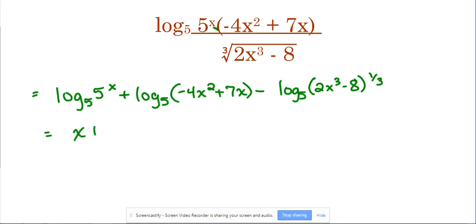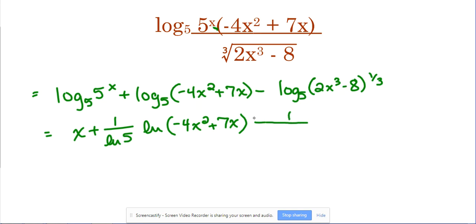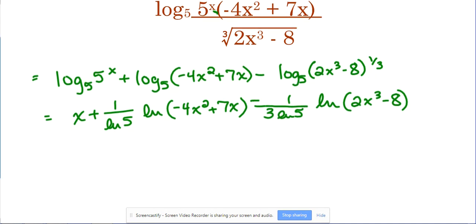Nothing else we need to do here, so let's go ahead and use our change of base. 1 over the natural log of 5, natural log of negative 4x squared plus 7x, minus this last one here, the 1/3 is going to come down. That 3 is going to go in front of the natural log of 5. Hopefully you're okay with me skipping that step right there. Okay, change of base, 1 over the natural log of 5, and then when you multiply that by 1/3, that's where that's coming from.